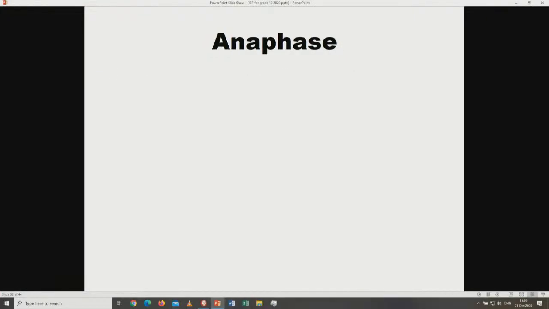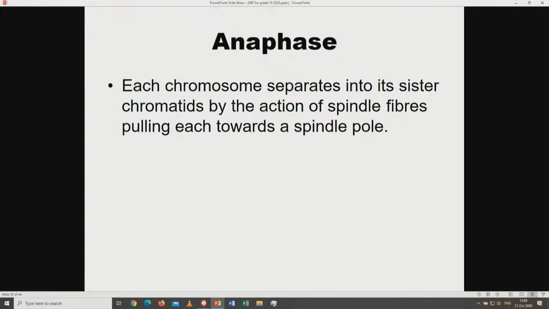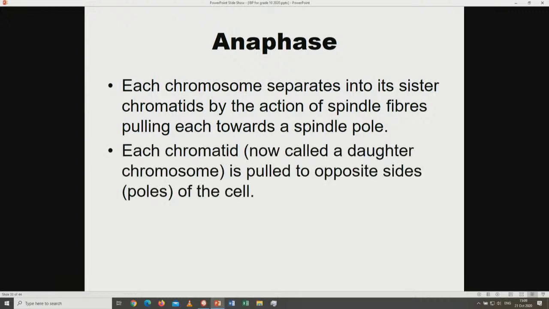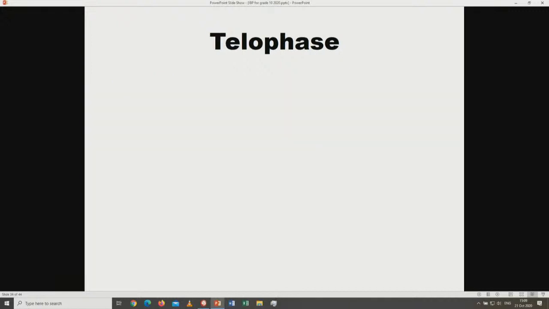Anaphase is the next phase after metaphase. In anaphase, each chromosome separates into its sister chromatids by the action of spindle fibers, pulling each sister chromatid towards the pole of the cell. Each chromatid is now called a daughter chromosome. They are pulled to the opposite sides of the cell.